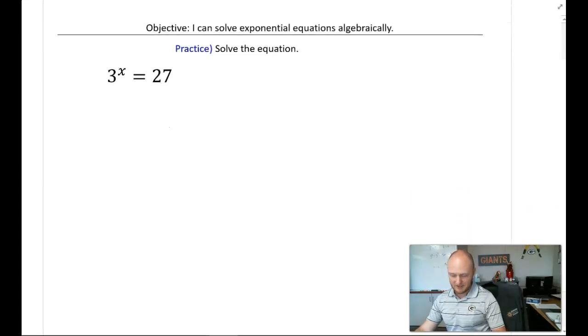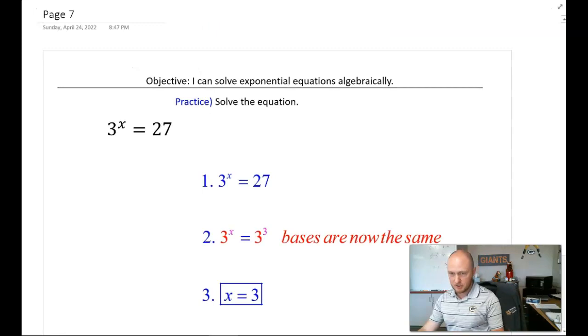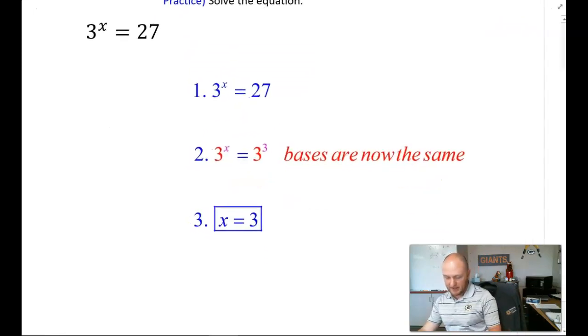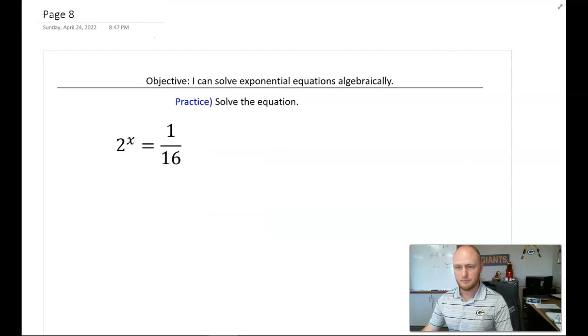Here is a practice problem. Please pause the video. Go ahead and try this. All right, here is the solution. So I have 3 to the power x. You can rewrite both as base 3. So therefore, the exponents have to be the same. x is equal to 3.